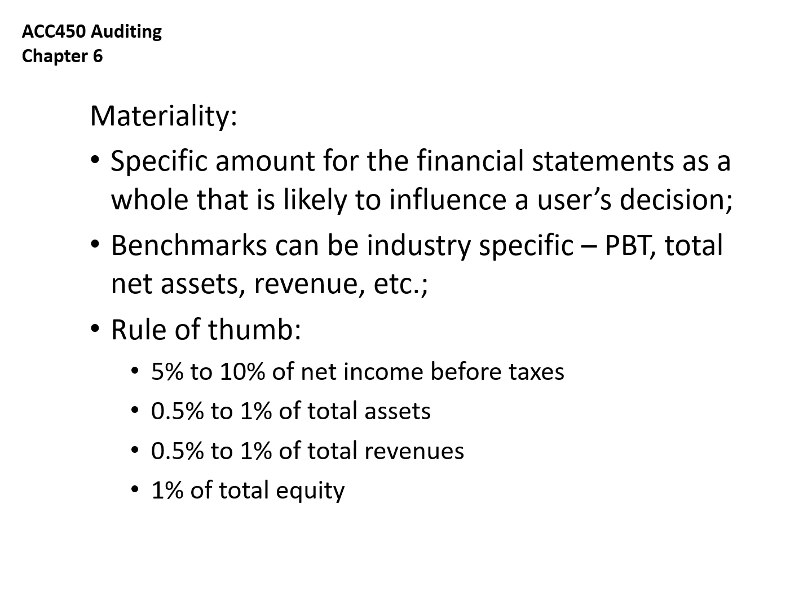So some rules of thumb: some companies will use 5 to 10% of net income before taxes. Of course, it depends on, if the firm is near break even, that isn't going to be one that works. 0.5 to 1% of total assets, 0.5 to 1% of total revenue, or 1% of total equity are all different kinds of amounts that firms have used in the past for coming up with materiality.